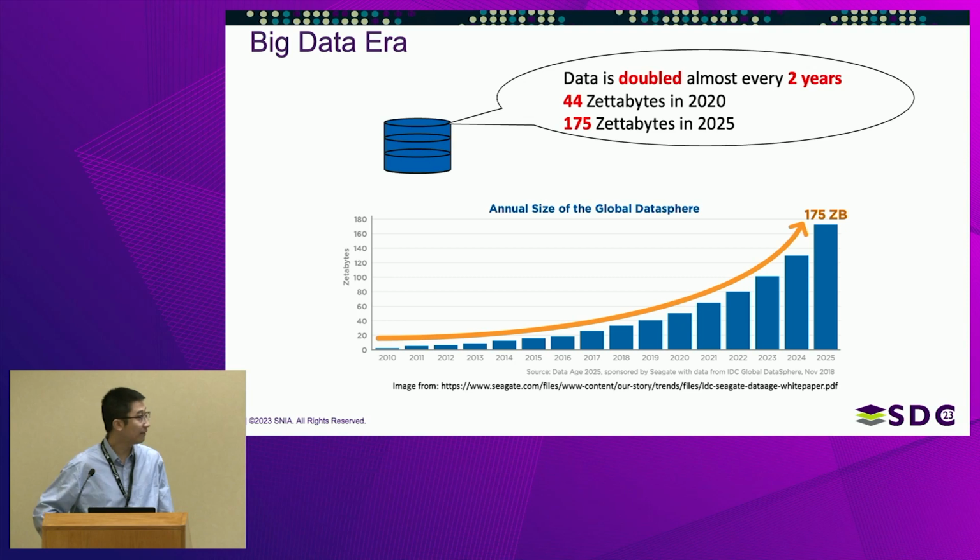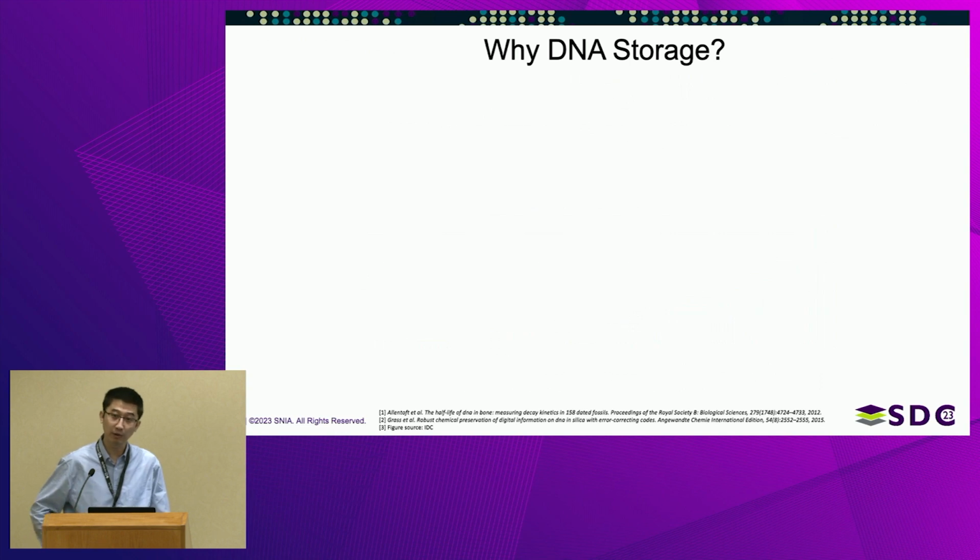Here is one figure to indicate how much data we have in the world. The International Data Corporation predicts that in 2020, we have about 44 zettabytes of data in the world. And 5 years later, actually 2 years later, in 2025, the total amount of data in the world will reach 175 zettabytes. With such an amount of data, we need to process it, and also we need to store it. We have different types of storage devices like hard disk drive, solid state drive, tape, and so on. But why do we want to use DNA storage to store those data?